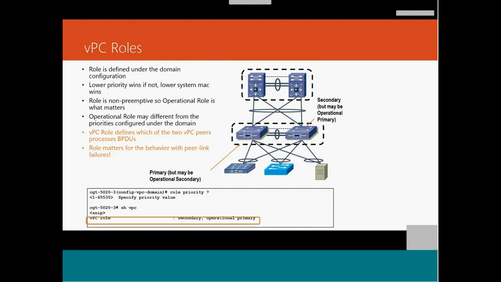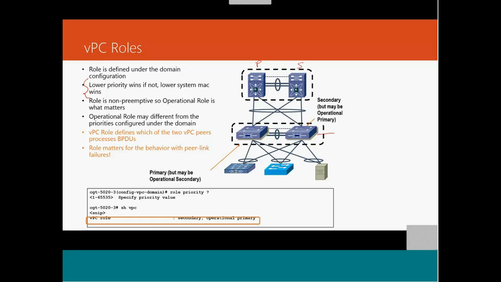Okay, VPC roles. A VPC role is generally defined as primary and secondary. One can be primary and one can be secondary. This applies to N5K as well. Also note that the role is selected automatically based on this logic: the lower priority wins if it's configured, and if both priorities are equal, then the lower system MAC wins and takes the role.